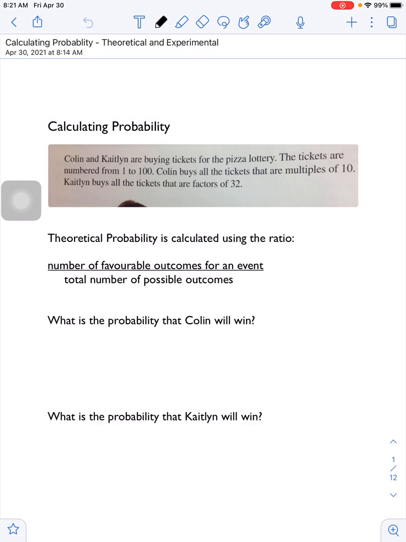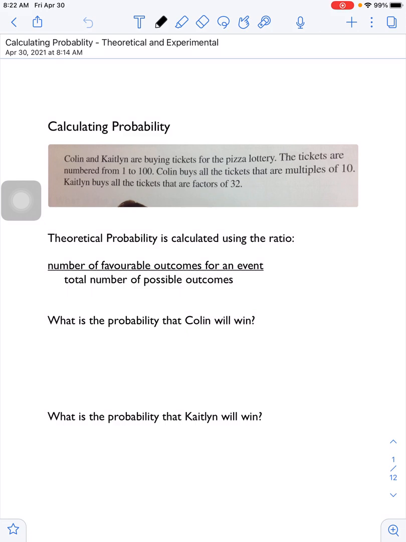We're going to have a look today in math at calculating probability. So I'm going to go through a few examples with you, and then you've got some practice questions to work on today. Make sure you stay connected to your meeting with your math teacher so that you can get help or hear answers to questions as we go.